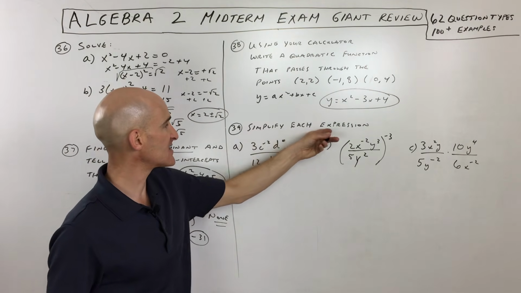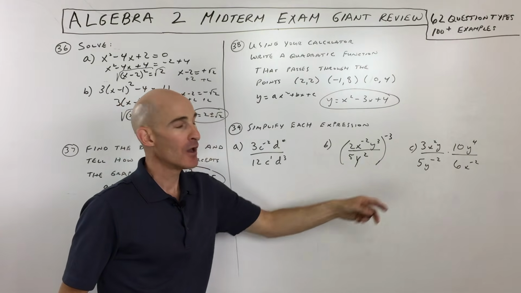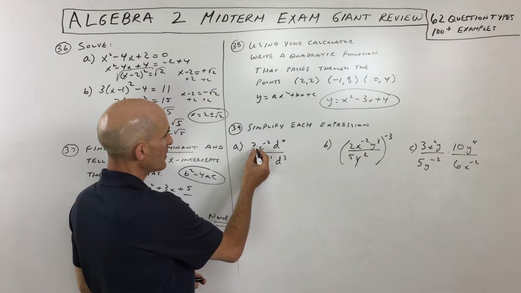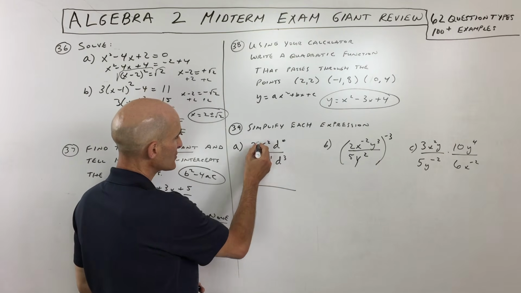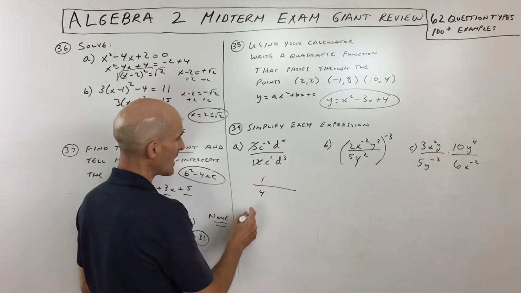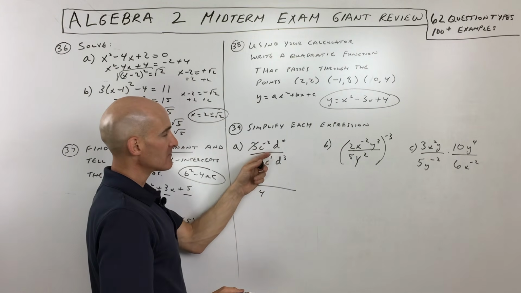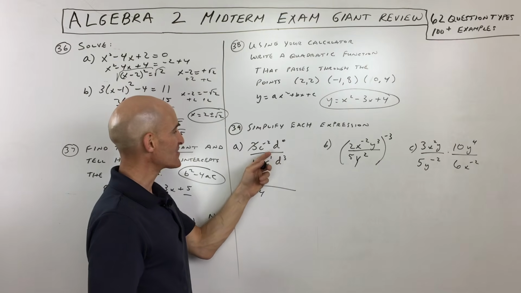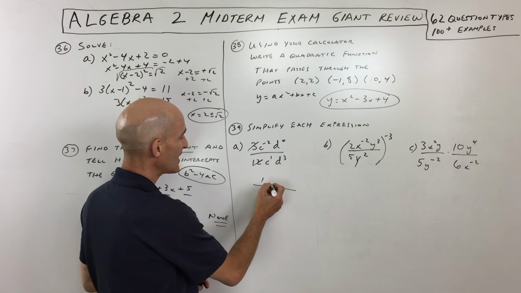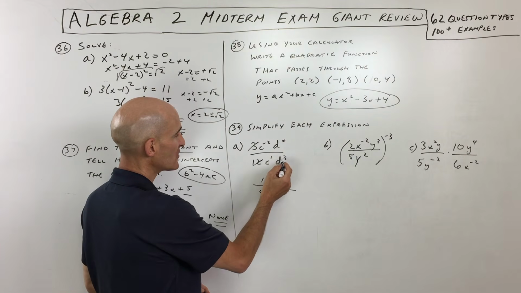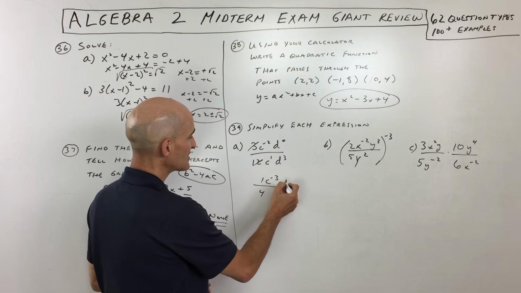Now number 39 says simplify each expression. Okay, so here we're working with the exponents, negative exponents, and so on. So here we've got 3 divided by 12. 3 goes into 3 once, 3 goes into 12 4 times. So I just reduce. But when you divide, what do you do to the exponents? I gave away the answer. You subtract. Negative 2 minus 1 is negative 3, right? You put the answer in the numerator, and then over here, when you divide, you subtract, 0 minus 3 is d to the negative third.